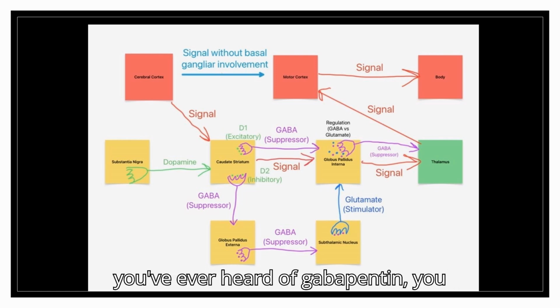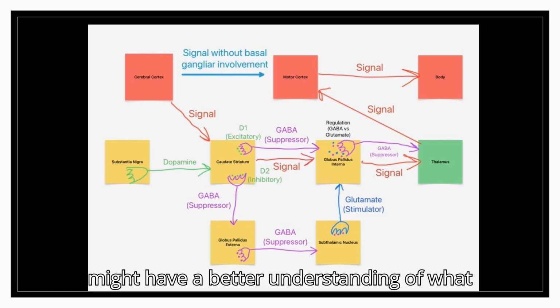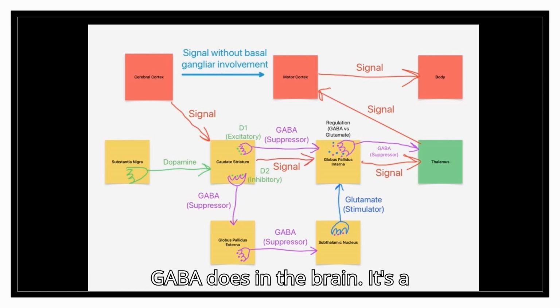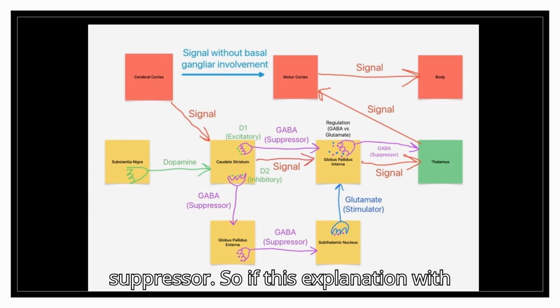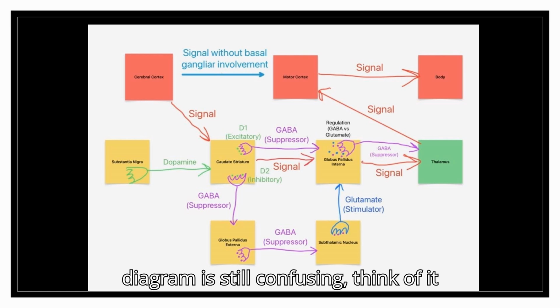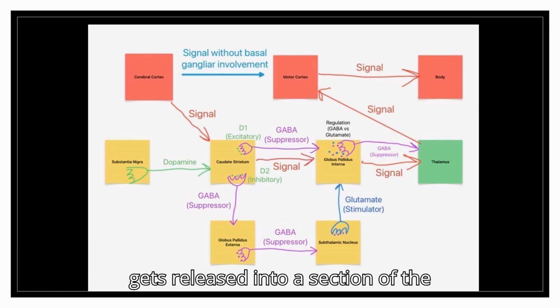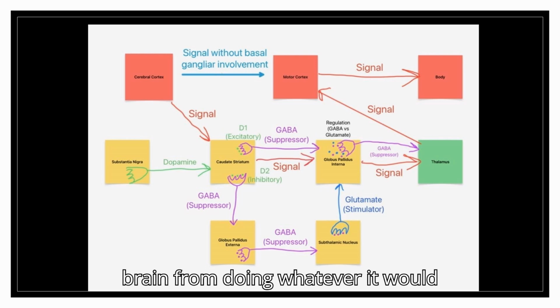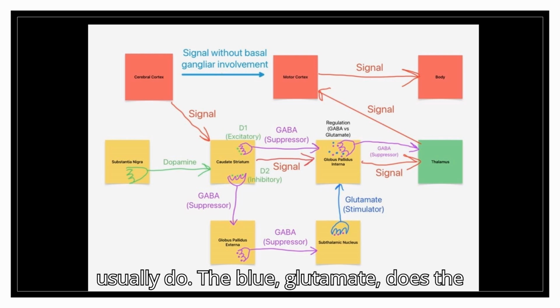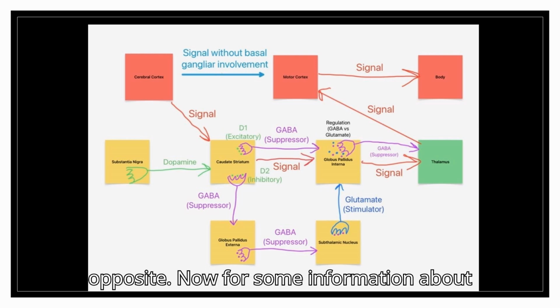If you've ever heard of gabapentin, you might have a better understanding of what GABA does in the brain. It's a suppressor. So if this explanation with diagram is still confusing, think of it this way. If the GABA, the purple, gets released into a section of the brain, it inhibits that section of the brain from doing whatever it would usually do. The blue, glutamate, does the opposite.